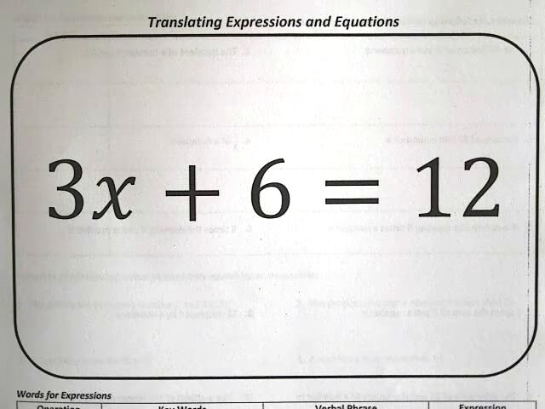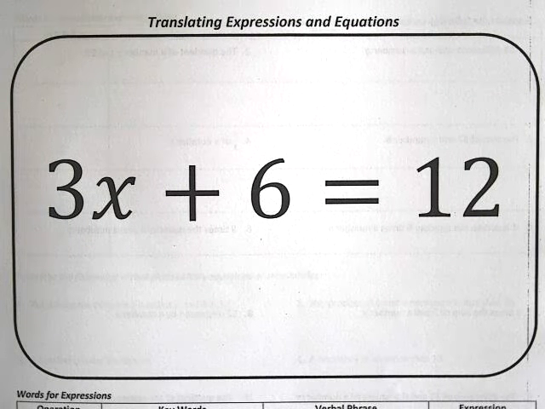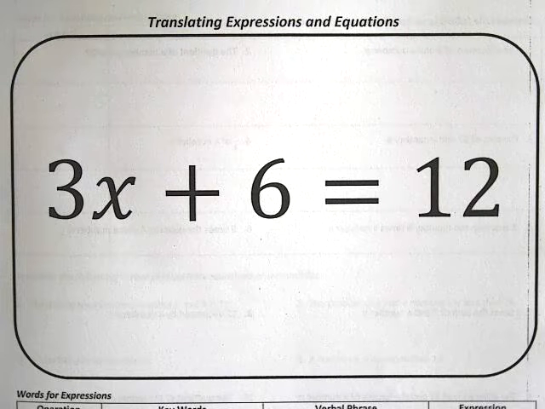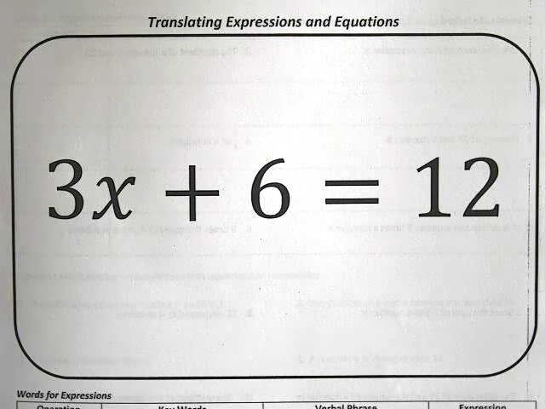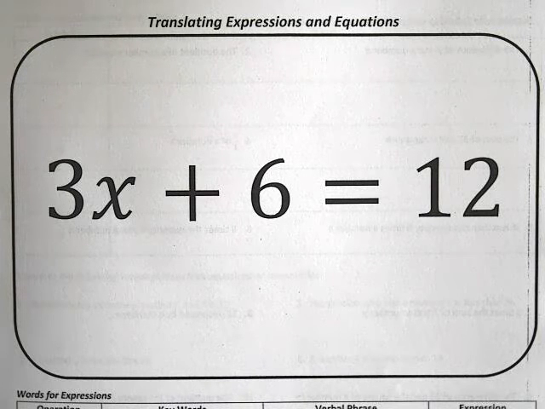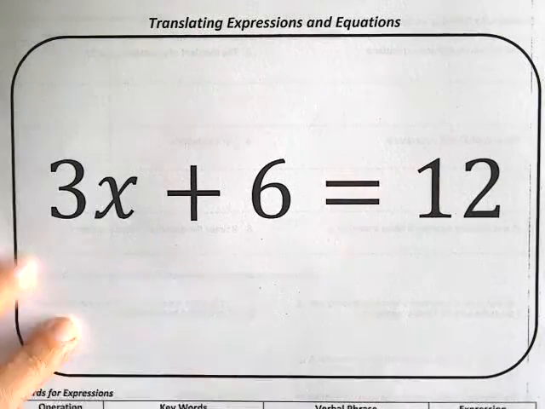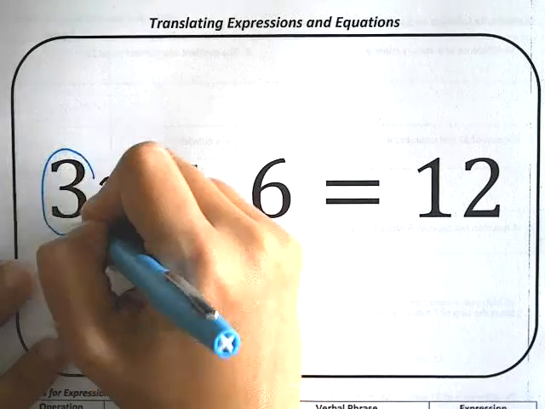So we are on page 27 of your packet, and we're going to be learning about translating expressions and equations. The first thing I want to do is go over some vocabulary. Some of it is new and some of it is old that will help us translate expressions and equations. The first vocabulary word I want to go over here is coefficient. We learned the other day that the coefficient of a term is the number attached to a variable. So in this problem, the coefficient would be the number 3.